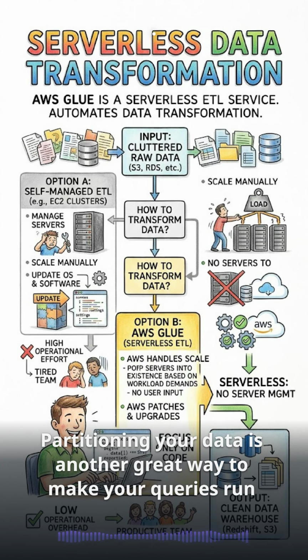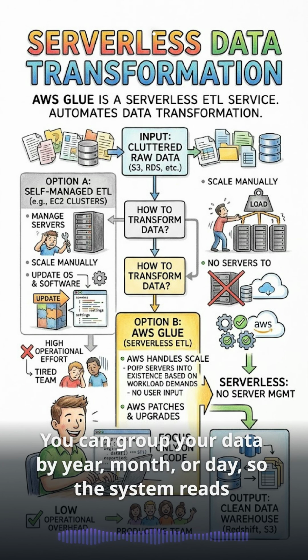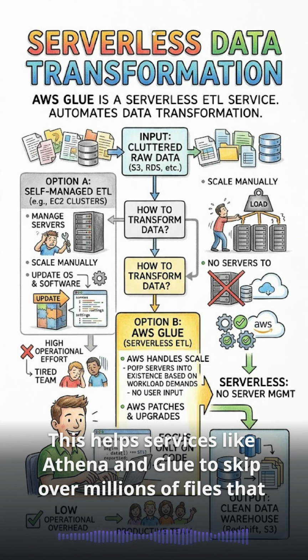Partitioning your data is another great way to make your queries run much faster and cost less money. You can group your data by year, month, or day, so the system reads only relevant files. This helps services like Athena and Glue to skip over millions of files that you don't need.